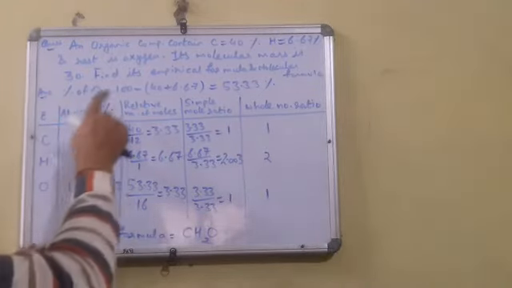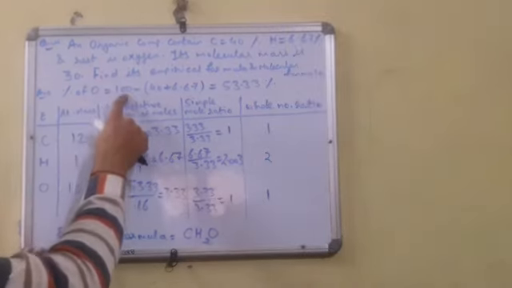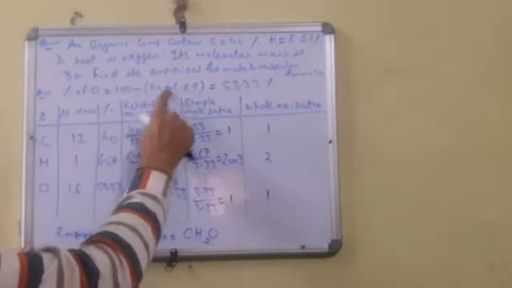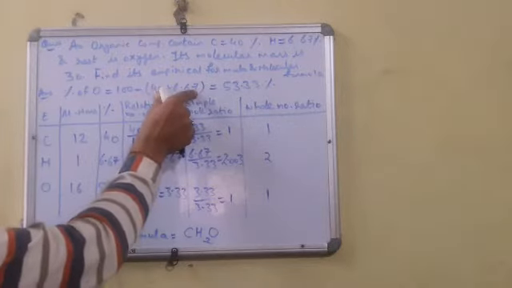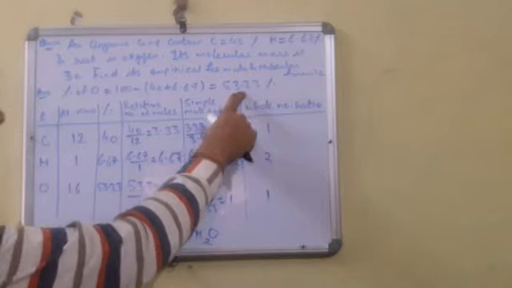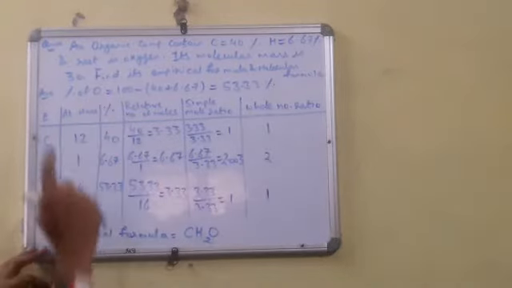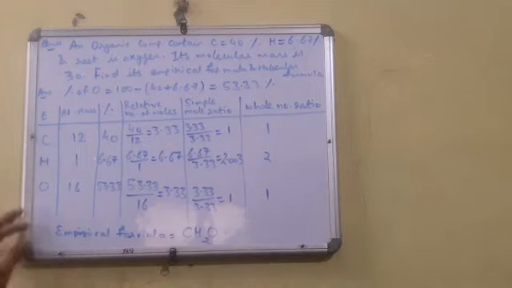So in that case, first of all we will find the percentage of oxygen by subtracting from 100: 100 minus the percentage of carbon and the percentage of hydrogen. When we add both of them, we get 46.67. When we subtract from 100, we get 53.33%. That means this is the percentage of oxygen in this compound. But we don't know the formula of that compound. Now, how can we find it?